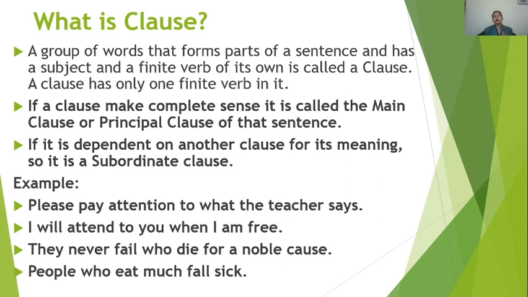Basically, clauses are of two types. The first one is principal clause, and the second is subordinate clause. So, what is a principal clause, children? If a clause makes complete sense, it is called the principal clause or main clause. Principal clause or main clause, that is the same. It is the name of one thing, the same thing. Now the second type is the subordinate clause.